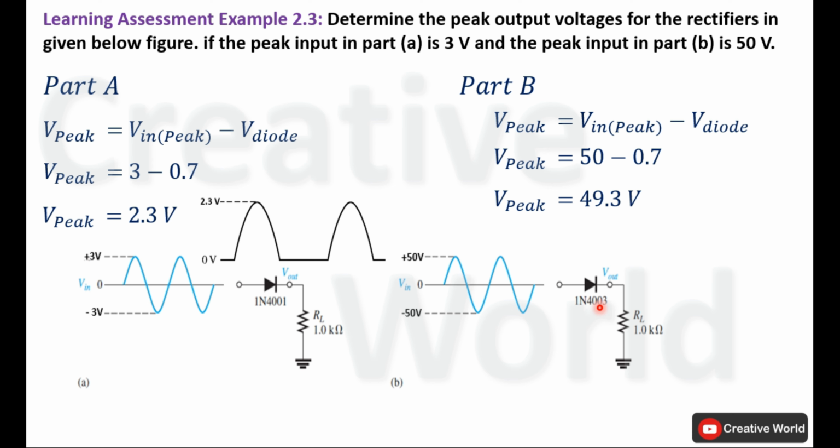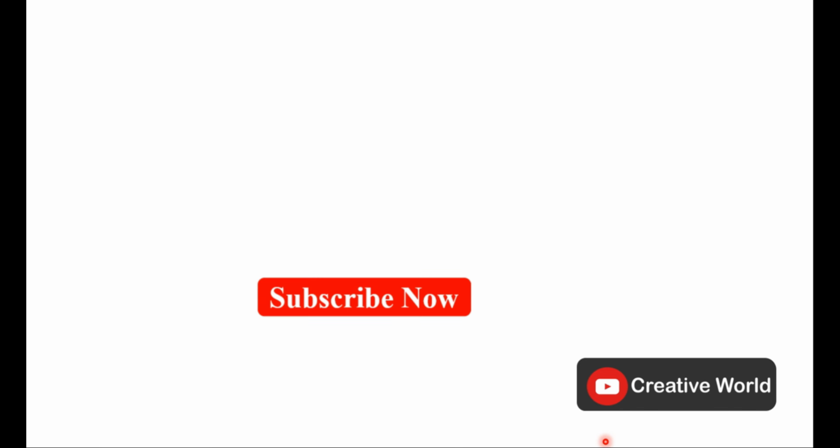And again, this is a half wave rectifier, so its output voltage will be pulsating DC, having the maximum value of 49.3 volt. So this was Learning Assessment Example 2.3.